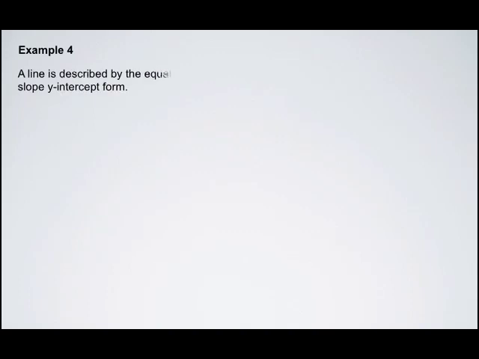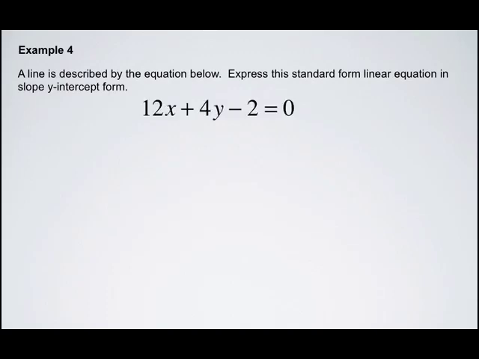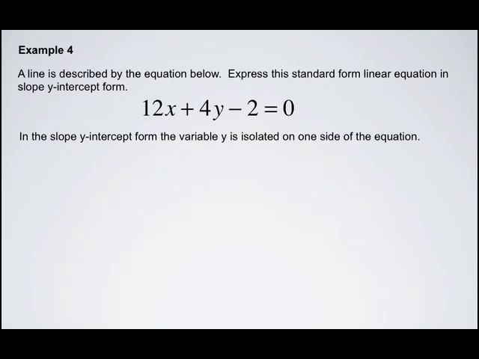Example 4. A line is described by the equation below. Express this standard form linear equation in slope y-intercept form. 12x plus 4y minus 2 equals 0 is the equation that describes the line. We need to express it in slope y-intercept form. In slope y-intercept form, the variable y is isolated on one side of the equation. So we'll do that first. We want to make it look like y equals mx plus b. So we'll take our equation and we'll solve it for y.